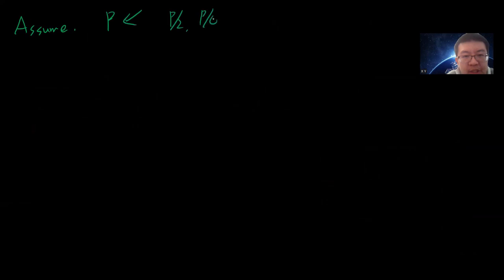So let's assume that we want to prove p is correct, and we are assuming that p divided by 2, p divided by 4, p divided by 8 are all correct.